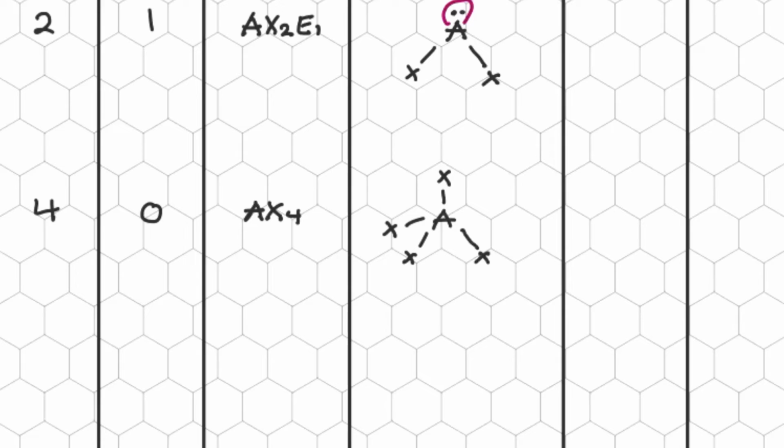That is fine. We're drawing this in order to find the name of the shape and also the angle between each bond of the neighboring atoms. We're going to get to that in a little bit.